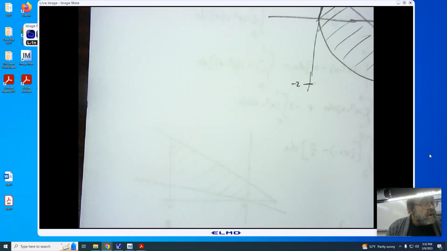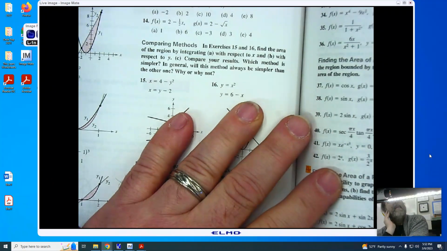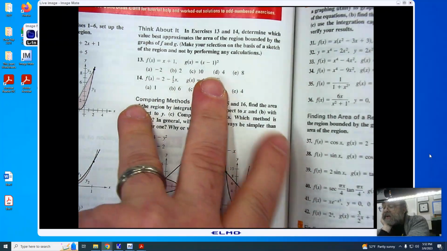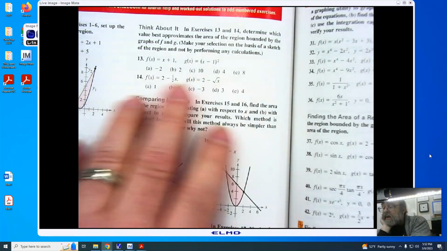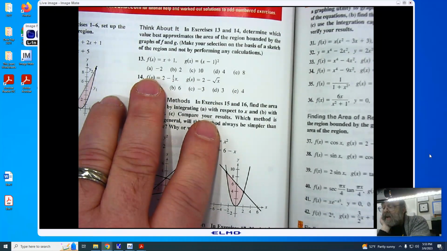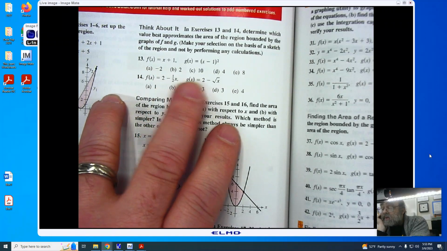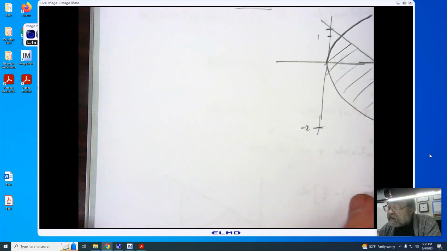Alrighty, this brings us to number 13. Number 13 is asking us to do this problem without doing all of the arithmetic or the calculations behind it. And we're looking at a line and a quadratic with a vertex point at 1, 0. And we're trying to figure out our areas. Now we know the answer is not going to be A, because these are always going to come out as positive areas. So the real issue is at 2, 10, 4, or 8. Now, the way I'm going to do this is I'm actually going to try and graph it a little bit and see what I get.